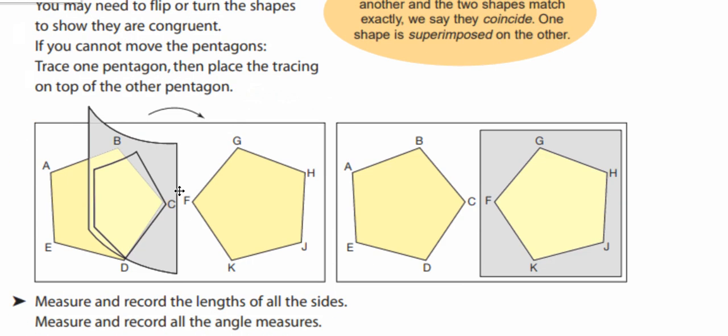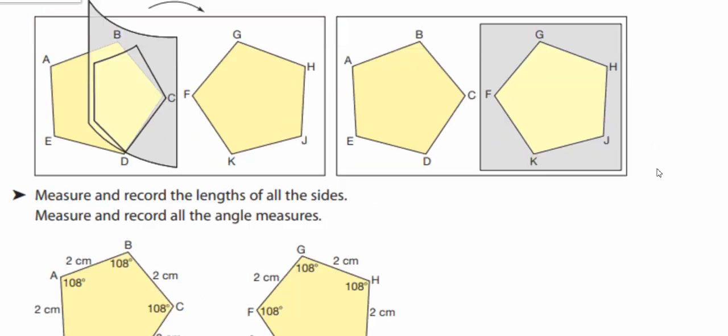Here they have shown using the tracing paper, if I were to trace this one over here, I actually have to flip it in order for it to work out. You might be able to tell by looking at them that I couldn't just move it, but if I flip it, it actually does almost line up perfectly. And so if I flip it, then it will line up. So these are congruent pentagons.